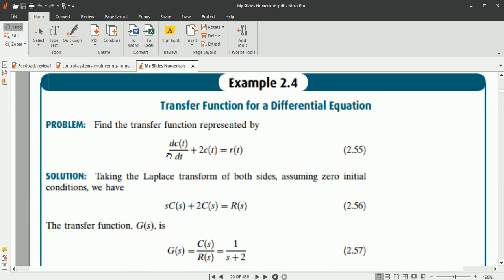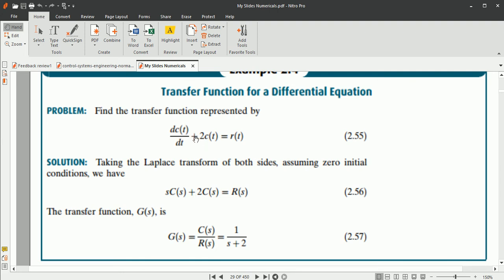So if you have the system dc over dt plus 2c of t equal to r of t. We usually use the symbol r of t for the input, and for the output we have y of t or c of t. Both symbols are used, y of t or c of t, and for the input x of t or r of t. Both these symbols are used in this course.